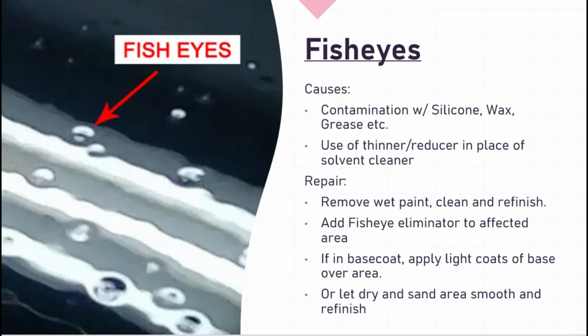Fisheyes are a very common paint defect. Causes are contamination with silicone, wax, or grease on the item you're trying to paint. Repairs are: remove the wet paint, clean, and refinish. Add fisheye eliminator to clear coat and apply to affected area. If in base coat, apply light coats over area or let dry and sand area smooth and refinish.